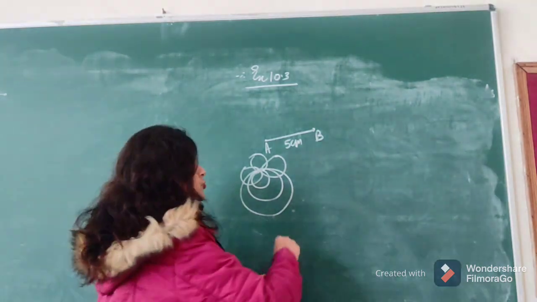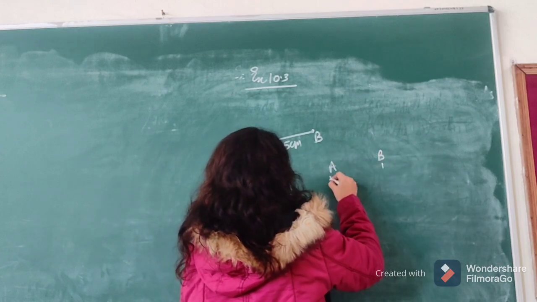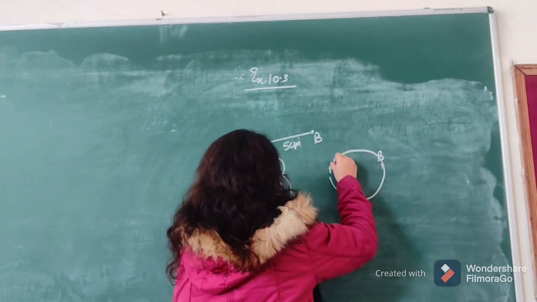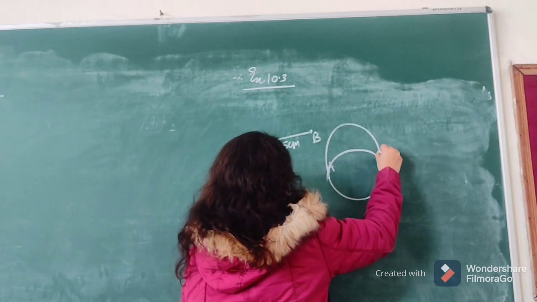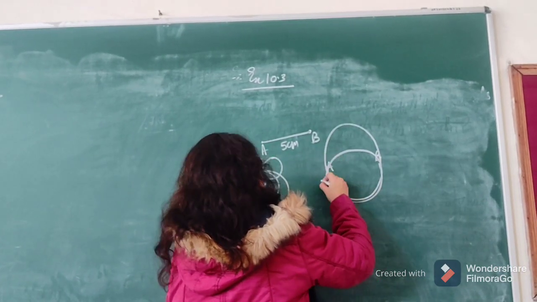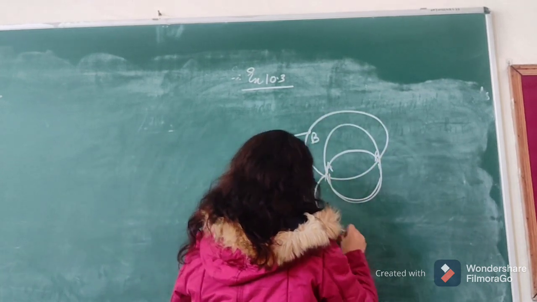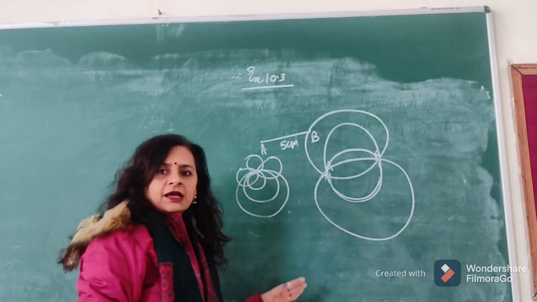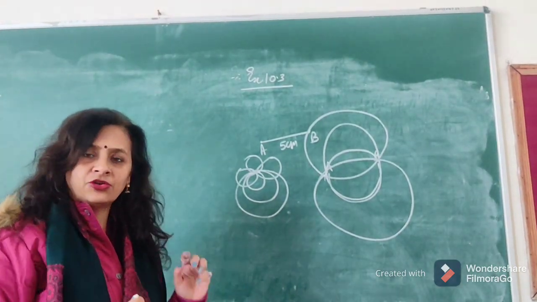Now let us try with the 2 points, the point A and the point B. One may draw like this, the other may draw like this, the other may draw a big circle. The other may draw like this. Again, in this case, the circles are not unique.